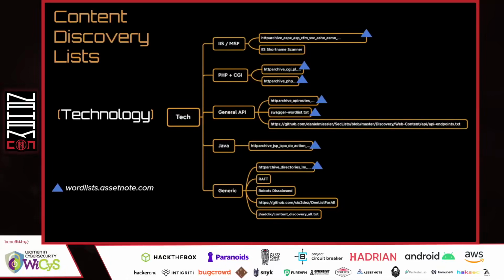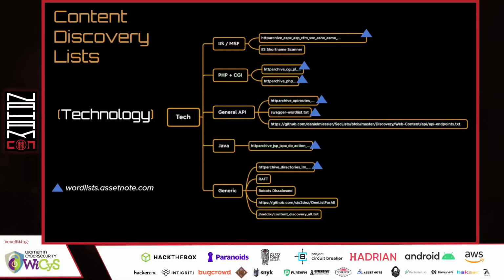So Raft came out many, many years ago and was basically a word list built out of the contents of all of the robots.txt files on the internet. And if you know anything about spidering and how spiders work for search engines, the robots.txt file tells the spiders where not to index. So it's kind of an indication of where sites don't want you to go. And so the Raft project went and collected all of the robots.txt files across the Alexa top sites, and basically turned them into a word list for us to find the things that people didn't want found.